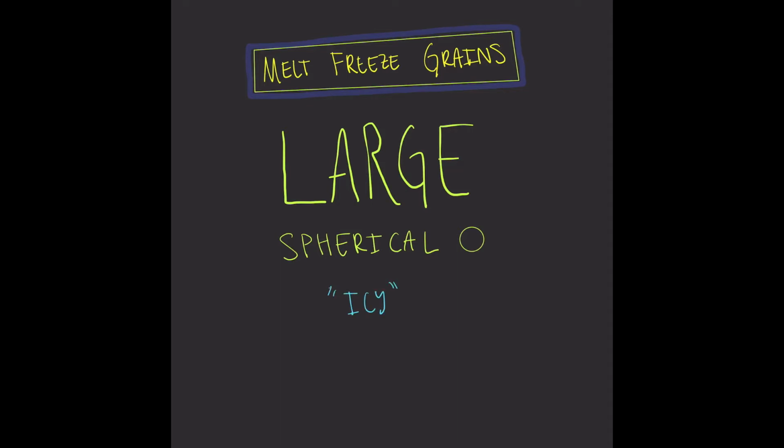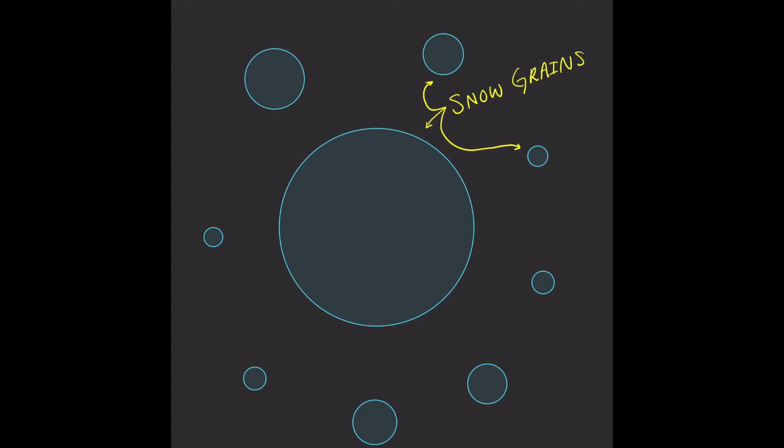And all of these attributes are a product of how melt-freeze grains are formed. True to their name, melt-freeze grains are formed by consecutive melt and freeze cycles, or freeze-thaw cycles. So without further ado, I'm going to dive into the processes that drive the formation of these grains. We're going to start by zooming way in and visualizing some snow grains. And as you can see, these snow grains exist in all different sizes within the snowpack.